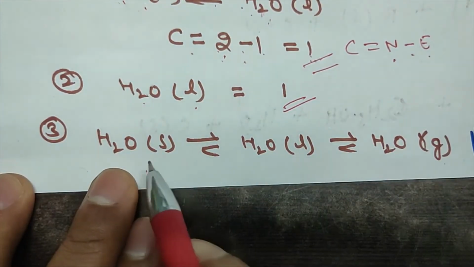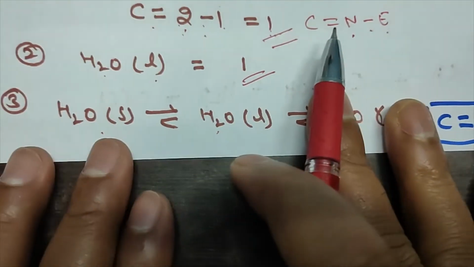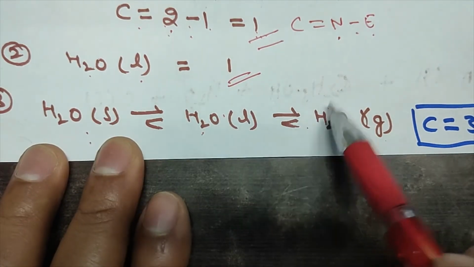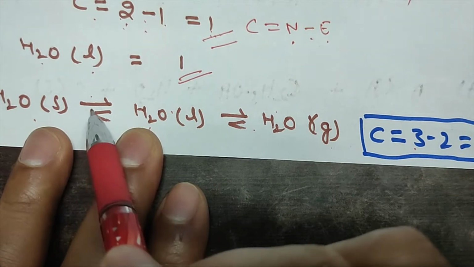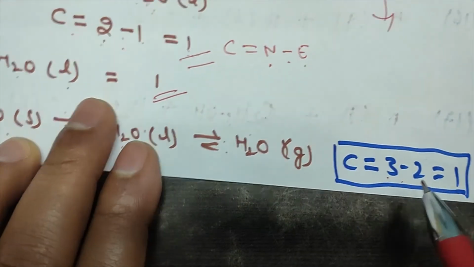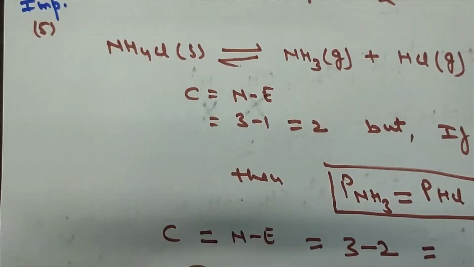Now H2O, see, H2O solid, H2O liquid, H2O gas. Now think about it. Here there are 3 chemical species, and how many equilibria are there? 2. One equilibrium here, one equilibrium here, so you will take E as 2, and the component will be 1.